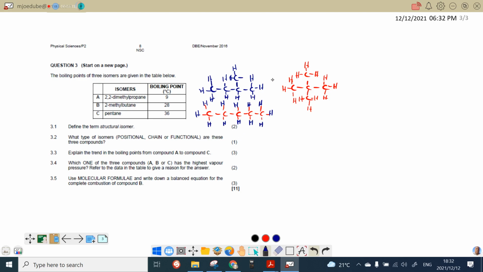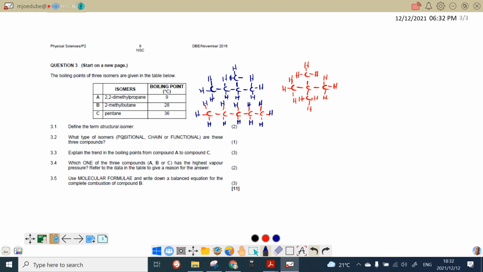Whereas with your 2,2-dimethyl propane, it's going to be very small and compact, and at the same time it's not going to occupy a large surface area. Hence it will have a lower boiling point, because the intermolecular forces are acting on a small surface area. So now let us start answering the question.